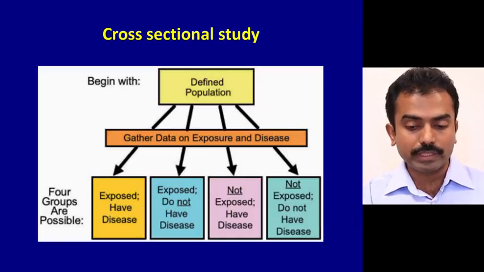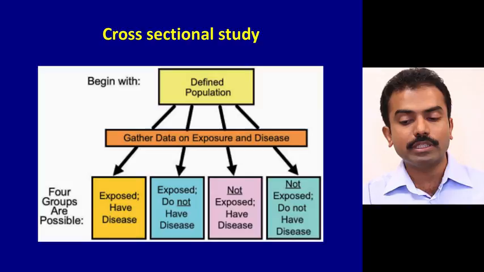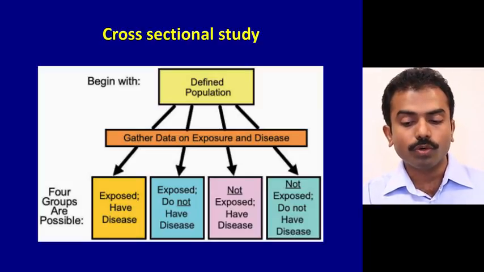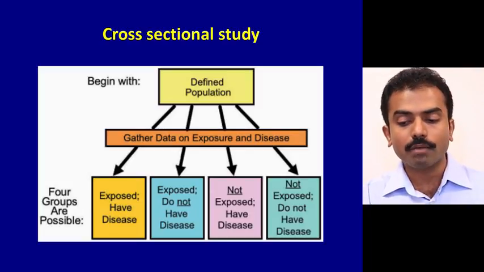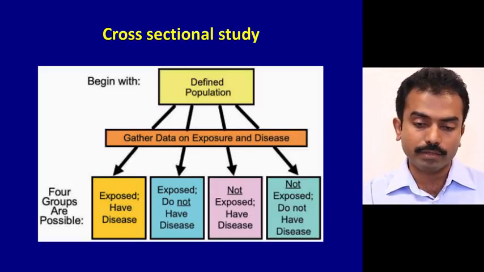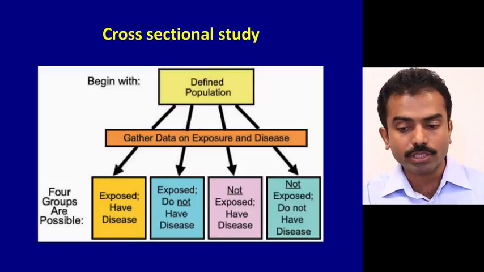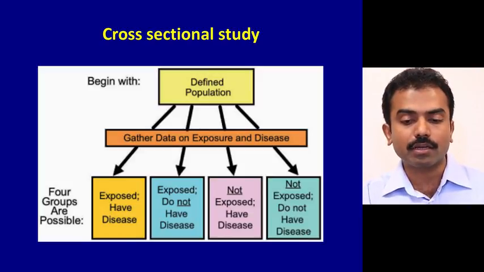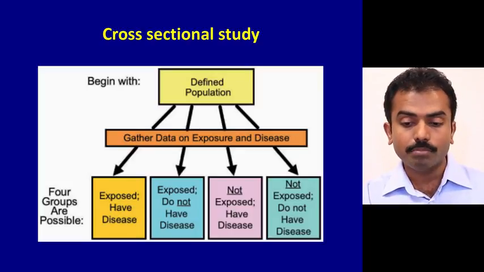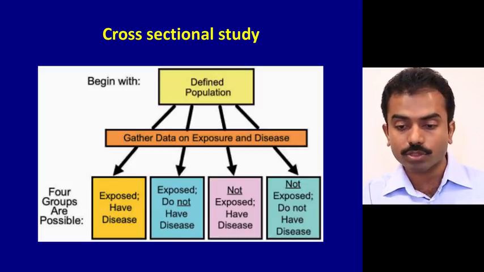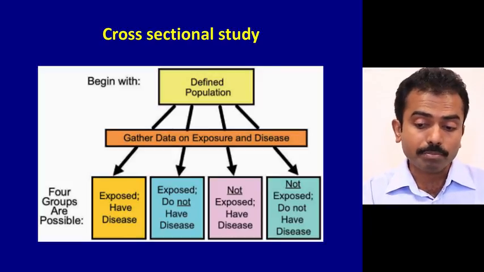But what is the problem in this design? The basic problem with this design is that we don't know which caused what, which came first. Did exposure come first and then the outcome, or the other way? The temporality of association we cannot dissect in a cross-sectional study. For example, in this instance, we can conceive that it could have happened either way. People first become obese. As a result, there is a lot of stress over knee joints. As a result, they develop osteoarthritis of the knee joint. But it could also happen the other way.